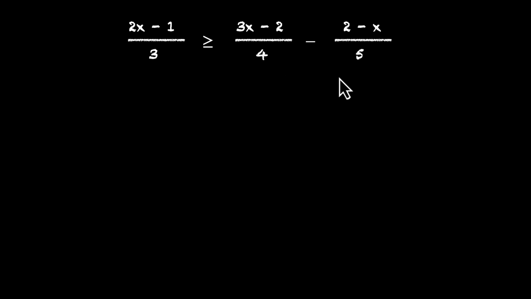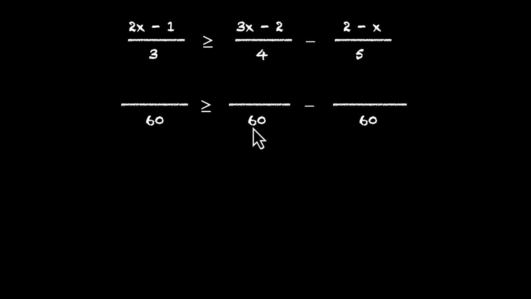3, 4 and 5, the LCM is 60. So let's make all of them equal to 60. So that's this divided by 60, 60, 60. So how do we make 3 into 60? We multiply this by 20. Okay. So (2x minus 1) times 20. We have to do the same in the numerator. That's 40x minus 20. Okay.